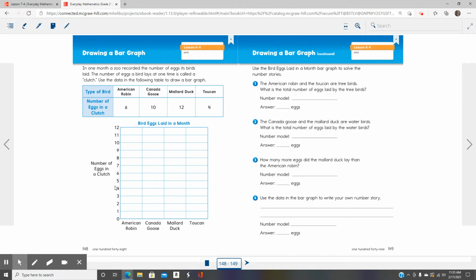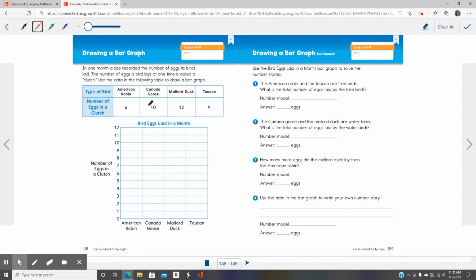I love using bar graphs to solve word problems because bar graphs give such a clear picture of the data that you're looking at. It's so organized. So first, let's fill in the bar graph. I'm going to get my pen here. I think I'll use orange today.